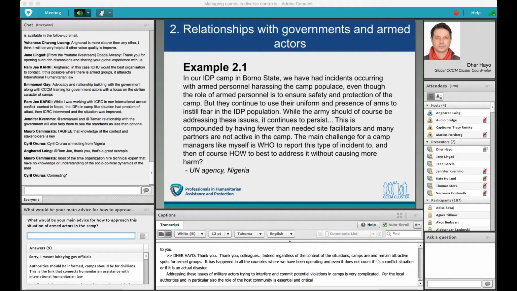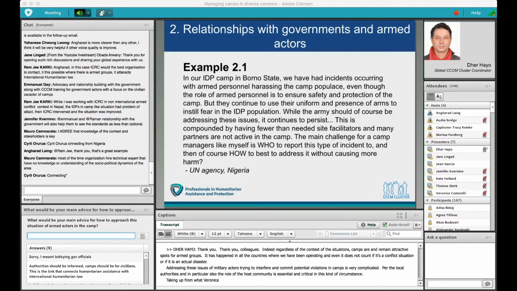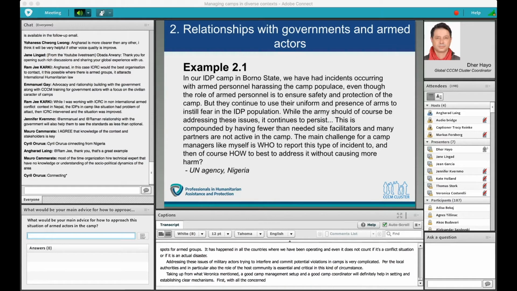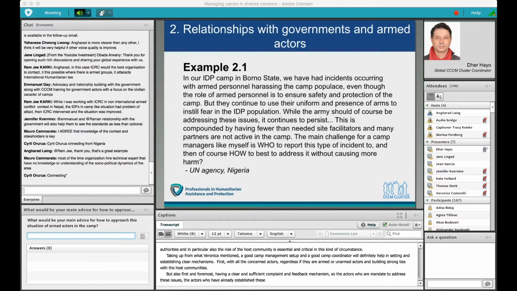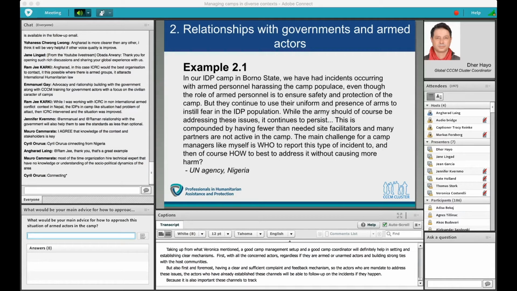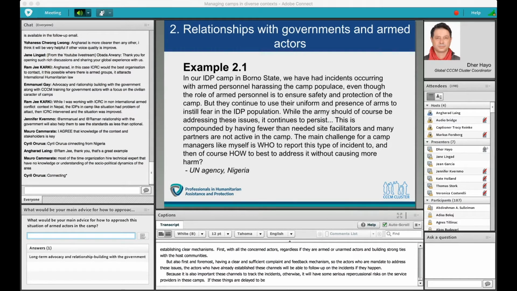Taking up from what Veronica mentioned, a good camp management setup and a good camp coordinator will definitely help in establishing clear mechanisms, first with all the concerned actors, regardless of whether they are armed or unarmed, and building strong ties with the host communities. But first and foremost, having clear and sufficient complaint and feedback mechanisms, so the actors who are mandated to address these issues, who have already established channels, will be able to follow up and track the incidents if they happen. It is important to track the incidents, otherwise it will pose serious reputational risks to the service providers in these camps. It has happened in many contexts that if these things are delayed in being addressed, it implies serious reputational risk for the actors.